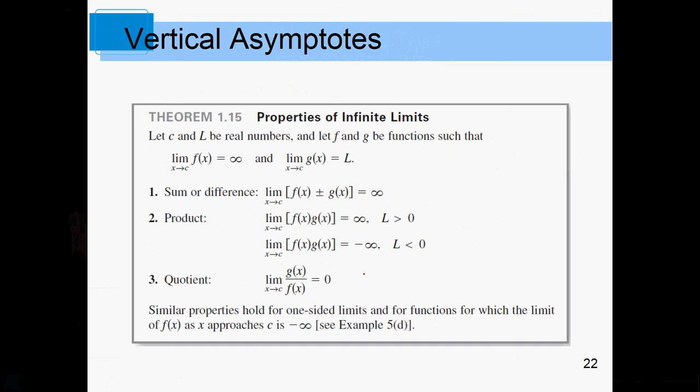Similar properties will hold for one-sided limits and for functions for which the limit approaches negative infinity instead of positive infinity. So if this were negative infinity and this were L, what would negative infinity plus a number be? Negative infinity, right? What would negative infinity times a positive number be? Still negative infinity, right? And then negative infinity times a negative number would give us positive infinity, okay? And then the quotient is still going to be 0 regardless, right?